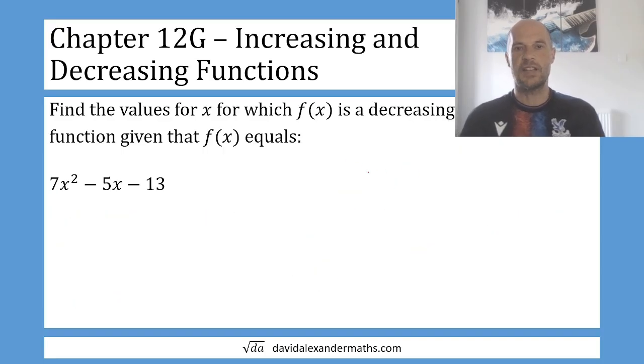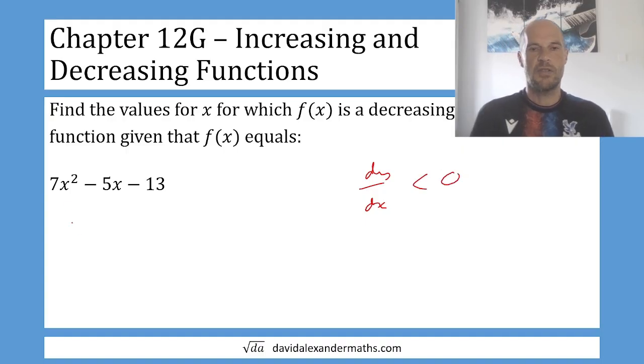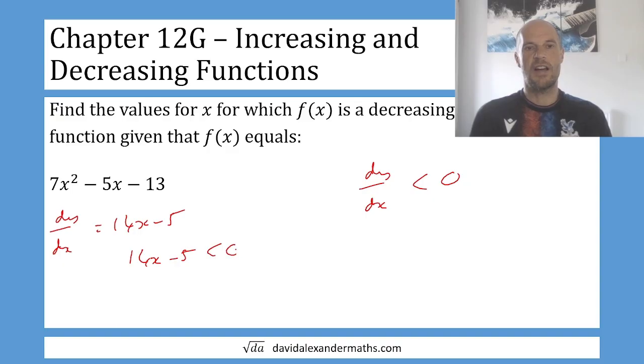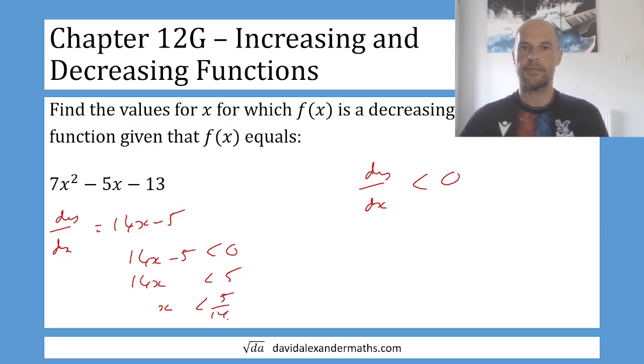Now when it's a decreasing function, dy by dx is less than 0. So let's work out our dy by dx. So that's going to be 14x take away 5. So let's make this less than 0. Let's add 5 to both sides and divide through by 14. So x is less than 5/14.